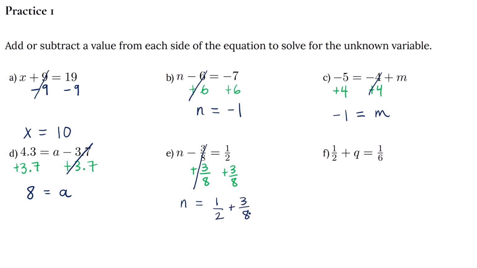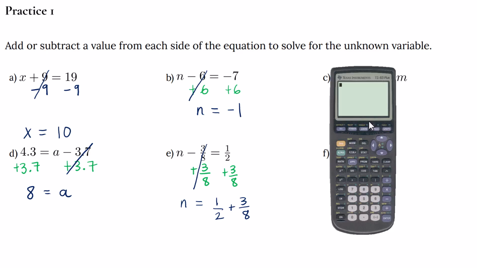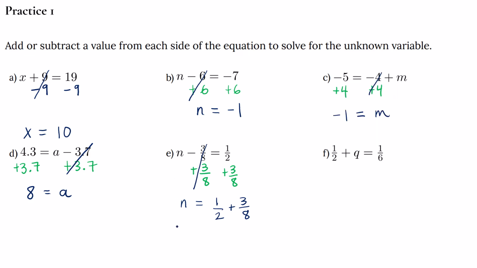You could add these fractions by hand, similar to what we did in the previous lesson. But another option that it's good for you to see is you could also put it in your calculator. So we could put 1 over 2 plus 3 over 8, and it gives us a decimal. To turn it into a fraction in lowest form, we'll go to math and number 1. So we get 7 over 8. So we can say n is equal to 7/8.